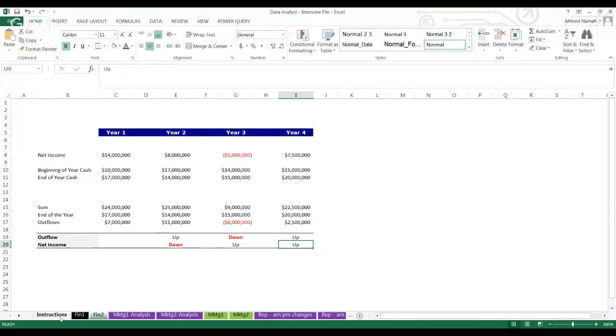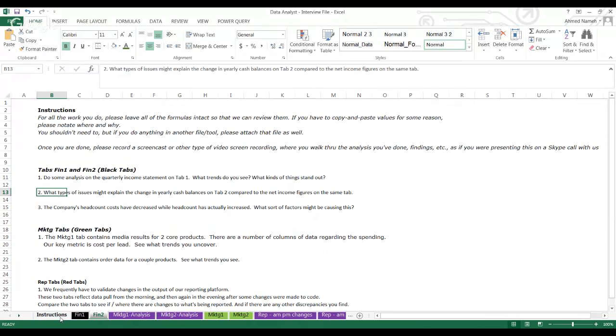So that answers the second part of the first exercise. Number three, the company's headcount costs have decreased while headcount has actually increased. What sort of factors might be causing this?